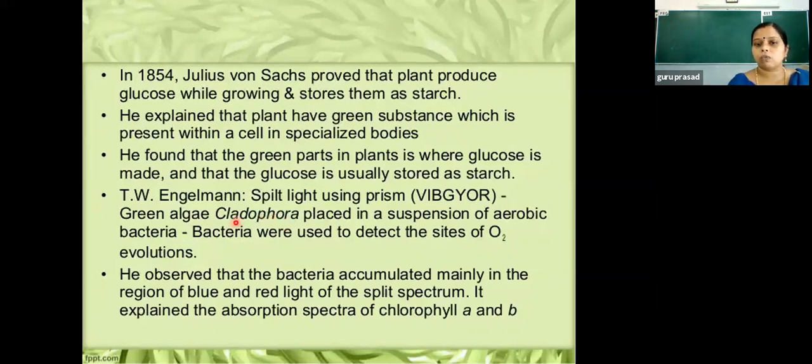So which organism is involved in photosynthesis here? There is a green alga, Cladophora. In the entire setup, he introduced aerobic bacteria, which require oxygen. So aerobic bacteria will go and gather in the area where oxygen is released. This clearly proves that oxygen is released during photosynthesis. Next, he observed that bacteria accumulated mainly in the blue and red light of the split spectrum. So he proved that oxygen is released during photosynthesis.